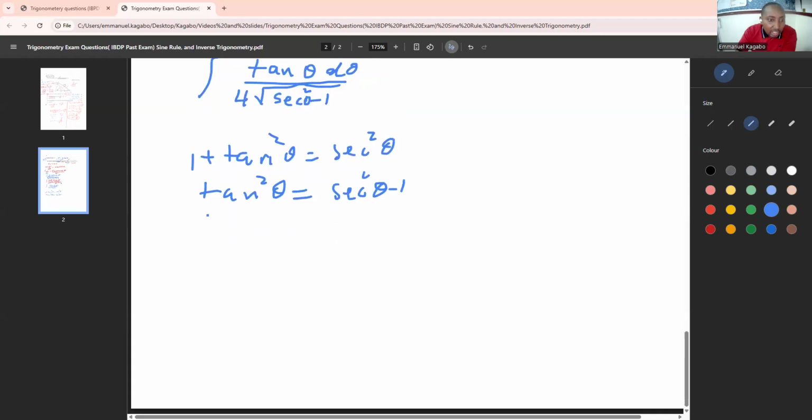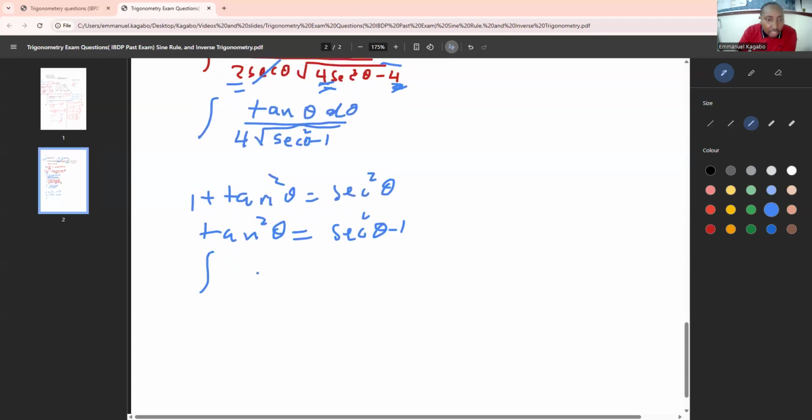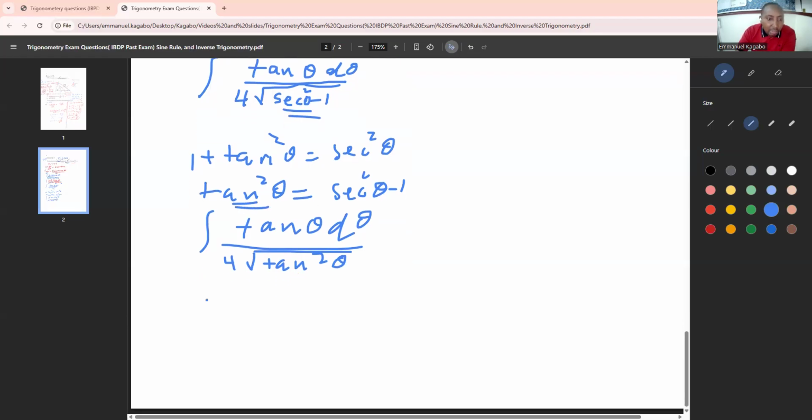It's going to give me the integration of tan theta d theta, all of this over 4 times the square root of tan squared theta, right? I hope you understand. I've replaced this by this because they are equal. Now, what's the square root of tan squared? It will give me tan theta. So the integration of tan theta d theta over 4 tan theta, right?